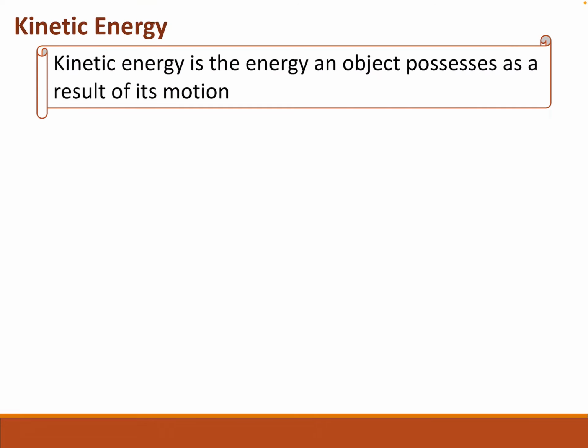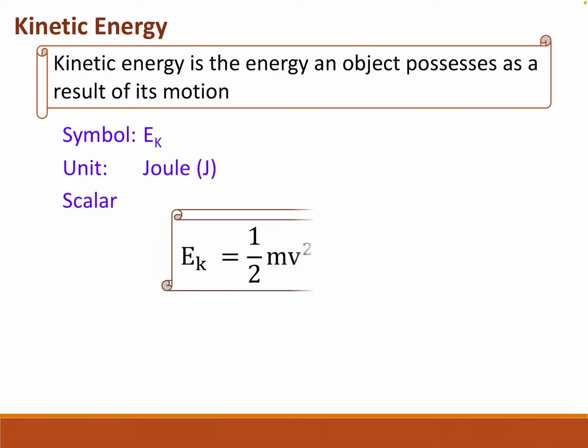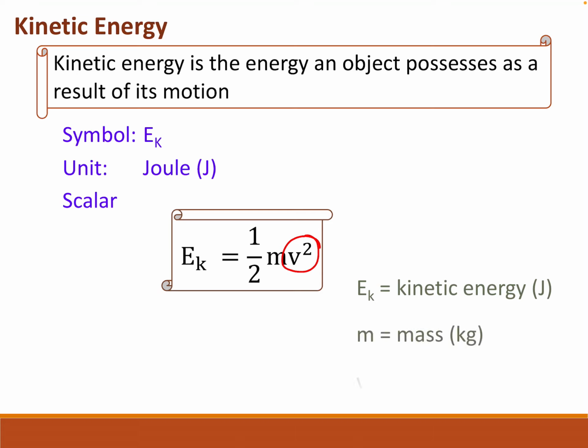Kinetic energy. Kinetic energy is the energy an object possesses as a result of its motion, so it's got to be moving. The symbol is EK, K meaning kinetic, subscript K. It's measured in joules, just like potential. It's a scalar, so no direction. EK equals a half mv squared. Please don't forget the squared, and yes, this will be on your information sheet. You're going to forget to put the square. It's a problem. So EK is kinetic energy, m is mass, v is velocity or speed.